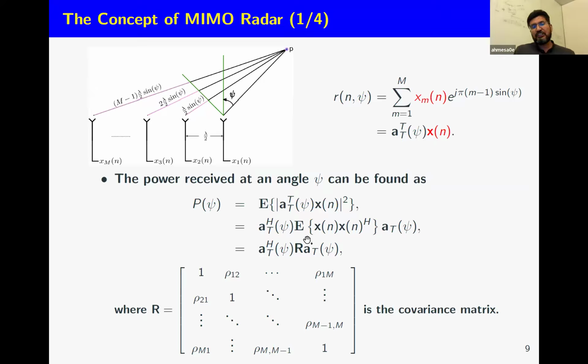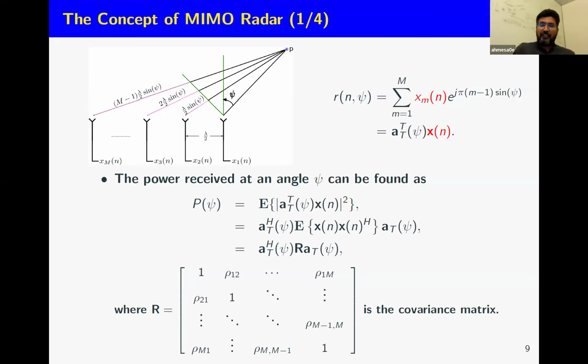If you look at this equation, you will find that the power that you are transmitting in the direction of ψ depends on the covariance matrix. And by changing the covariance matrix, we can achieve a different beam. We can focus our power in different directions. But the main problem is how to find it, for example, if I want to achieve some specific beam pattern.